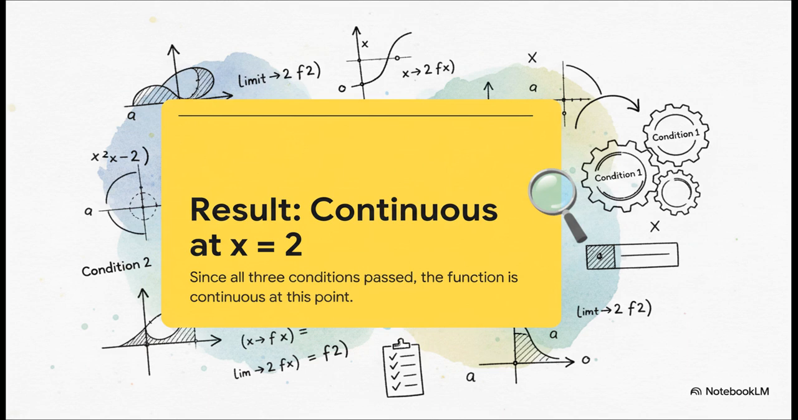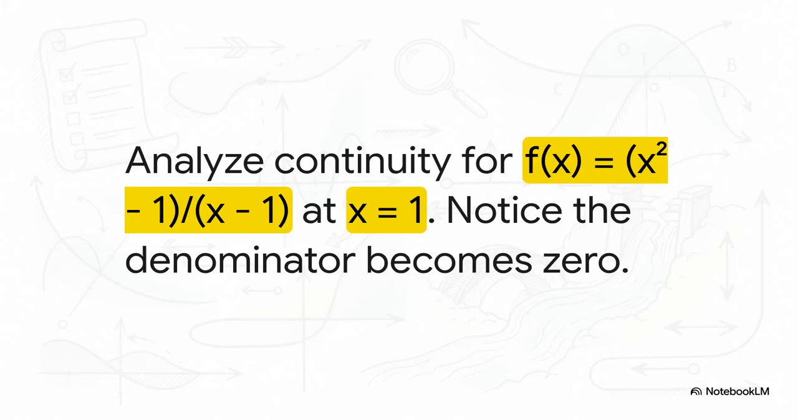No question about it. Okay, now for something a little more fun, a rational function. And right away, you should see a red flag. If we try to plug in x equals 1, we're going to get a 0 in the denominator, and that's always trouble.